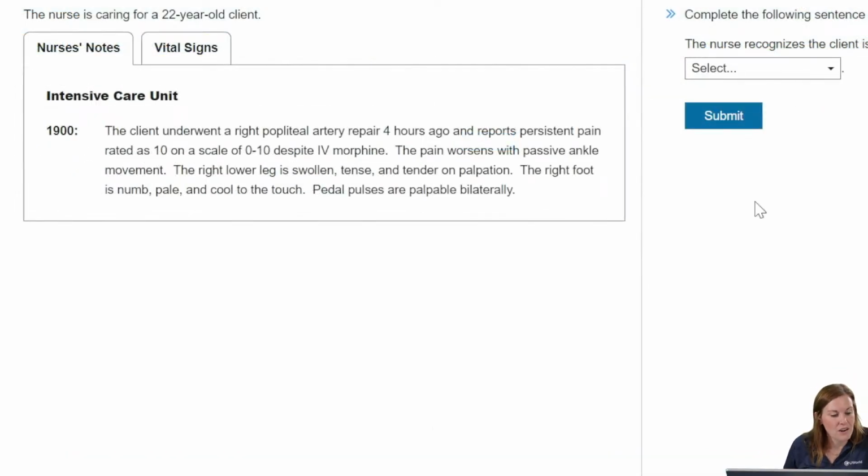Okay, so the nurse is caring for a 22-year-old client. The nurse's note says they're in the ICU. The client underwent a right popliteal artery repair 4 hours ago and reports persistent pain rated as 10 on a scale of 0 to 10 despite IV morphine. The pain worsens with passive ankle movement. The right lower leg is swollen, tense, and tender. On palpation, the right foot is numb, pale, and cool to the touch. Pedal pulses are palpable bilaterally.